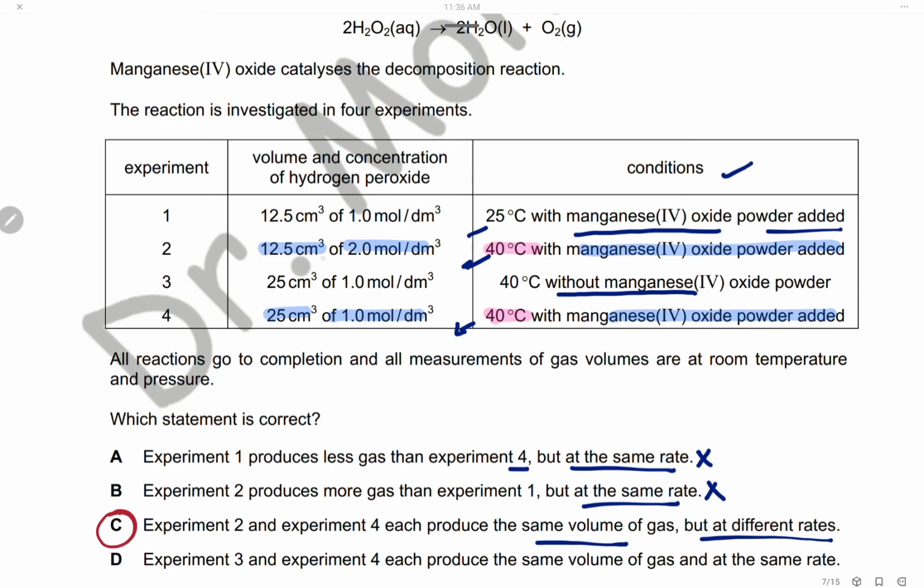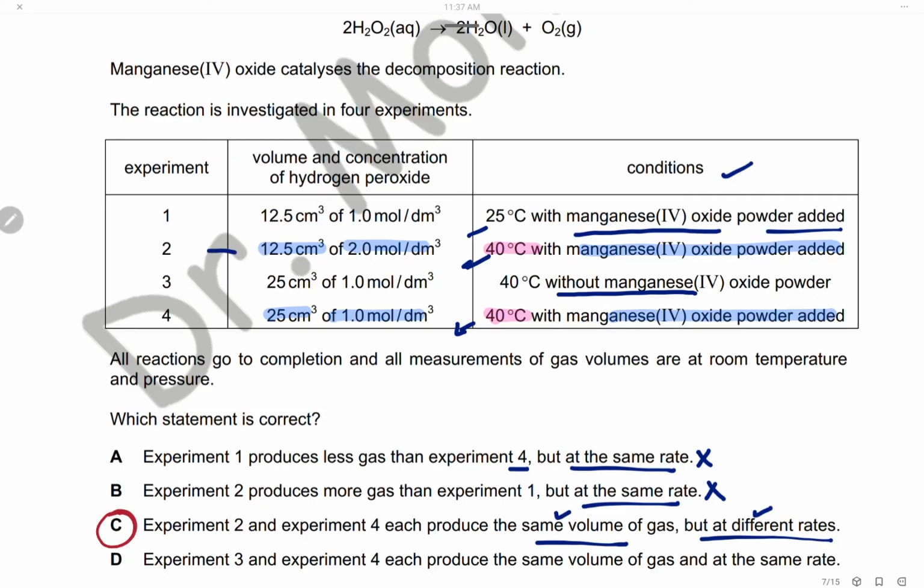They have two different concentrations. Experiment 2 is 2 mole per decimeter cube, and experiment 4 is 1 mole per decimeter cube. Of course, increasing the concentration will give a higher rate of reaction, so experiments 2 and 4 are not at the same rate. They have different rates. This statement is correct. At the same volume of the gas, because the total amount of hydrogen peroxide is the same in both solutions, just one solution is more concentrated.